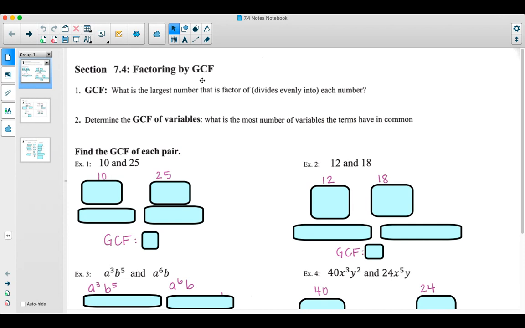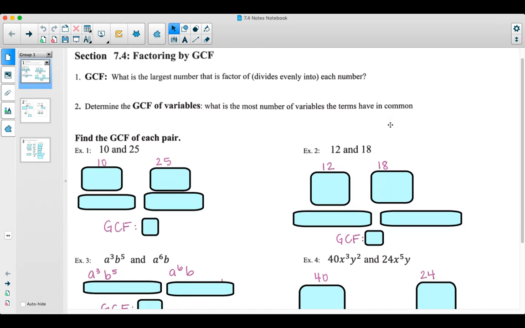greatest common factor. So there's two important pieces we're going to look at for GCF, or greatest common factor. The first is the GCF when we're trying to find a number. And what we have to determine there is what is the largest number that is a factor of, or that also means divides evenly into each number. And then we're also going to look at a few examples where we need to determine the GCF of variables. What we'll have to figure out there is what is the most number of variables the terms have in common. In common is what we're going to be focusing on.